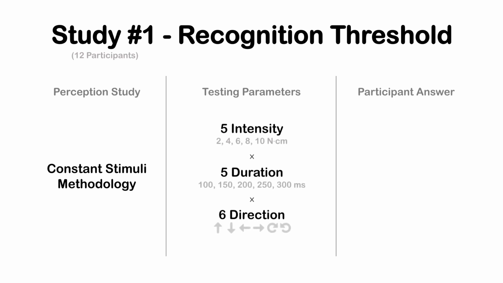We chose 5 different torque intensities and durations, and combined them with 6 rotational directions to create 150 conditions. Participants will perceive haptic cues without any visual feedback and be asked to verbally identify the direction they felt or say unknown if they were unsure.